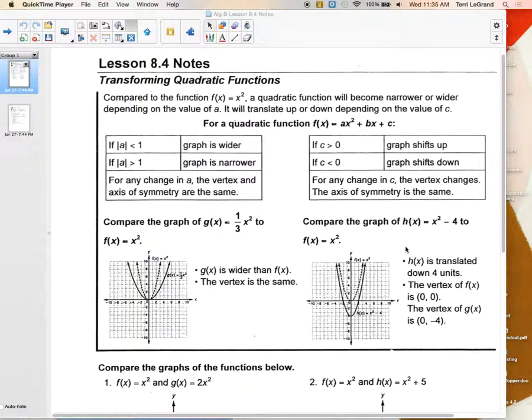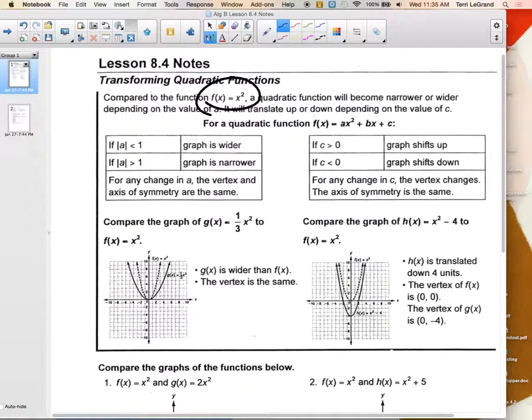Okay? So in the first part of this, it says compared to the function f of x equals x squared. Let's circle that. Does anybody remember what that function is called? What's that one called? f of x equals x squared. It had a special role. Okay, I guess I'll have to help you out unless somebody's come up with it. It's the parent function. Okay, this is the parent function.